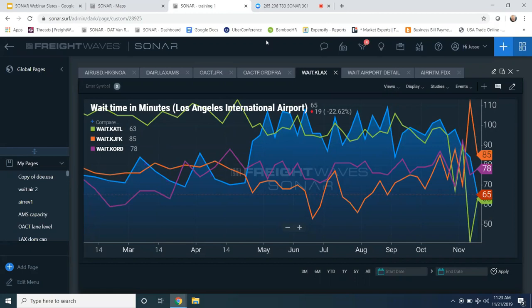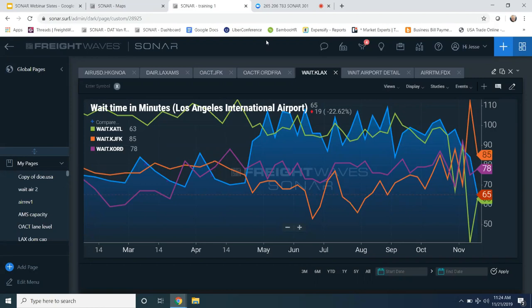So you have Atlanta, which is not necessarily the largest cargo airport. It's a very important cargo airport, but up until earlier this year, it was over 100 minutes. It was one of the highest wait times of any major airport in the country. But you can see it's made improvement, and it's bounced around a little bit, but considering that volumes are not that high, it still has made significant improvement over where it was earlier this year.